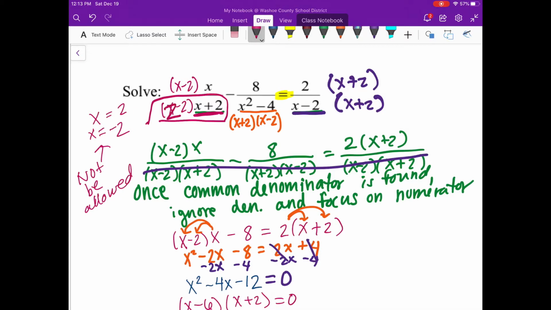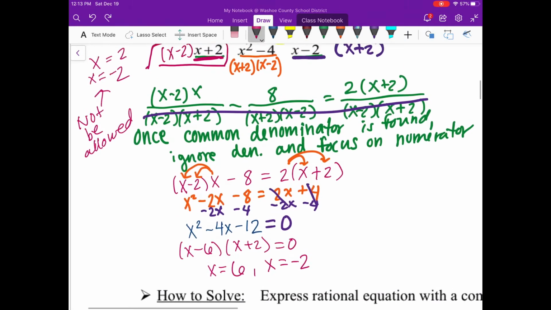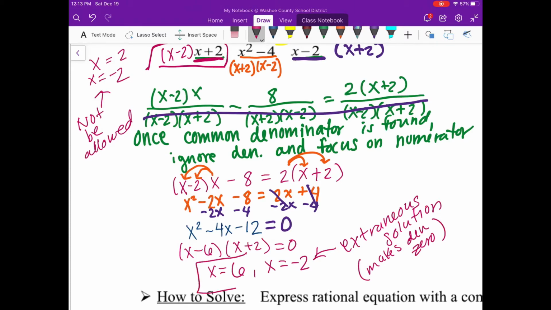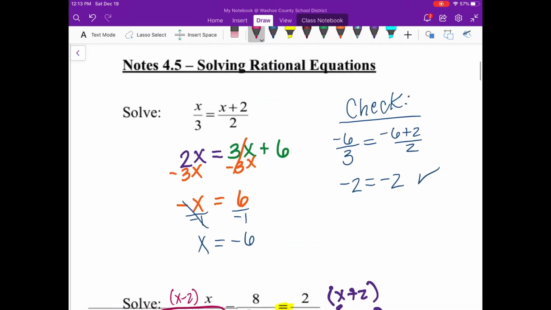These answers would not be allowed because if I substitute in 2 here, that gives me a denominator of 0. If I substitute in negative 2 here, that also gives me a denominator of 0. And I don't want a denominator of 0. That's one of the rules with rational functions. So even though you get two answers here, x equals 6 and x equals negative 2, this one is what's called an extraneous solution. We don't want it because it makes the denominator 0. So my only answer is x equals 6.